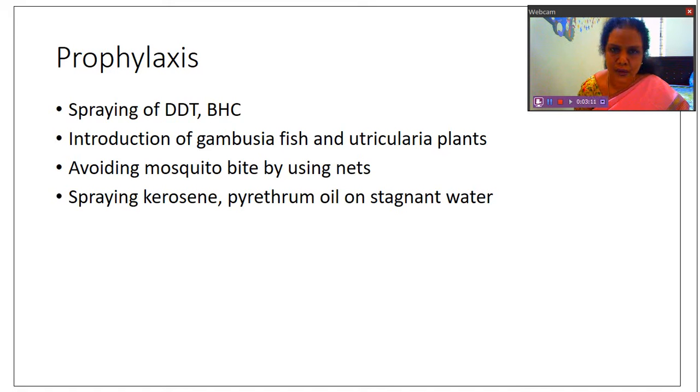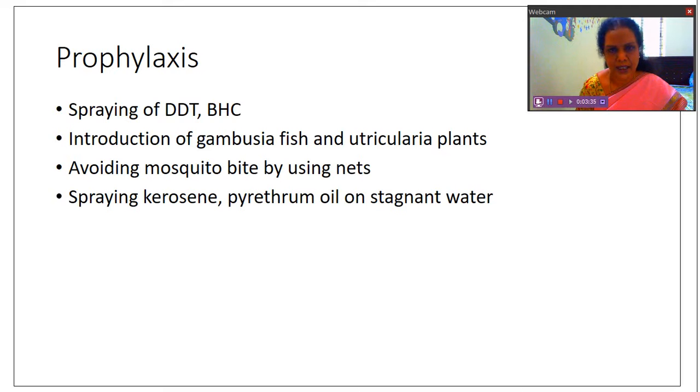And we should use mosquito nets, and we should avoid stagnant water by spraying some type of oil like kerosene or pyrethrum oil in the stagnant water. By this, the larvae of the mosquitoes will be killed. So like this, we have to stop the spread of mosquitoes.